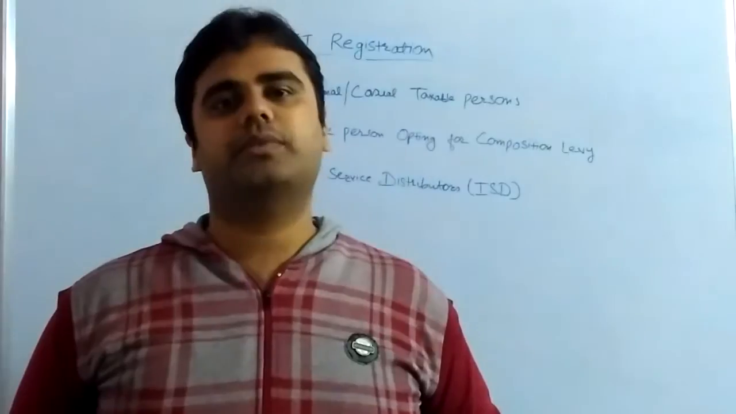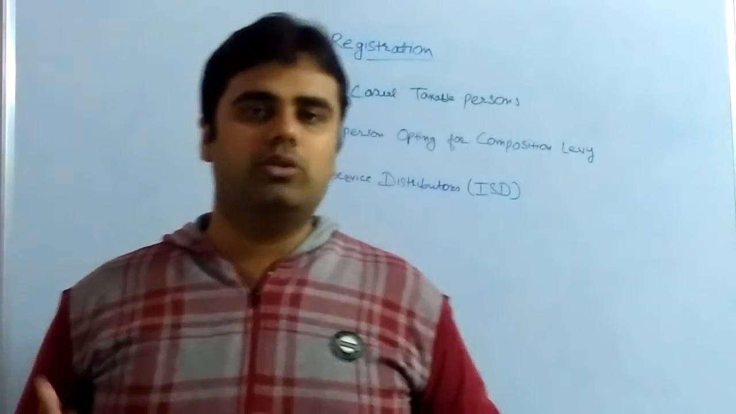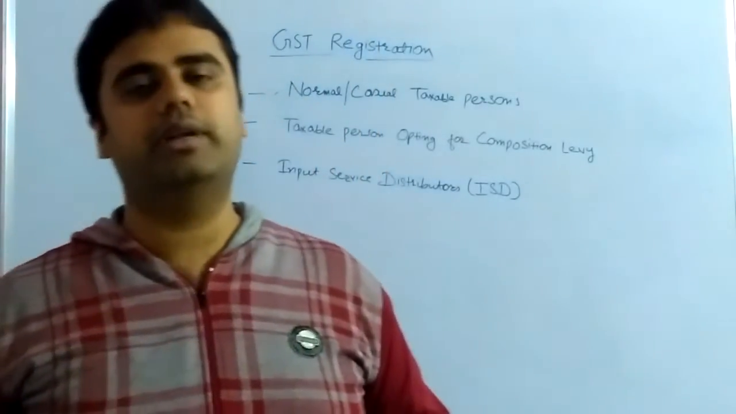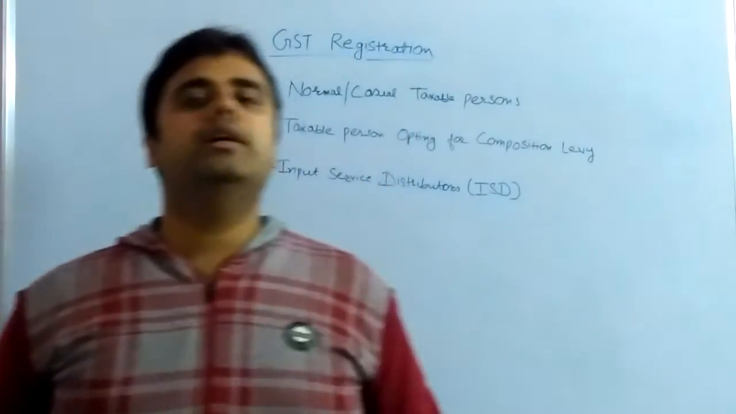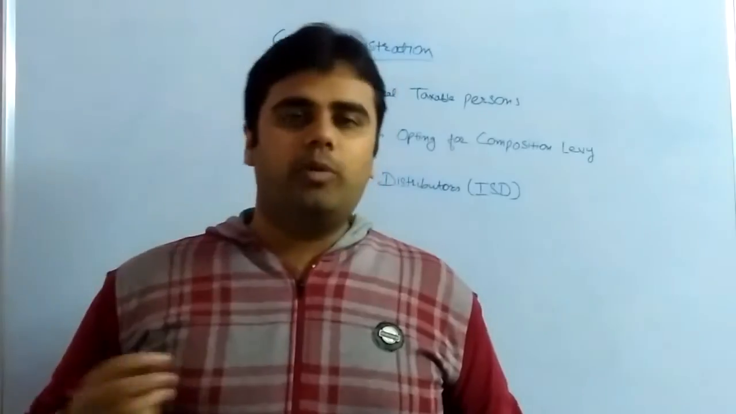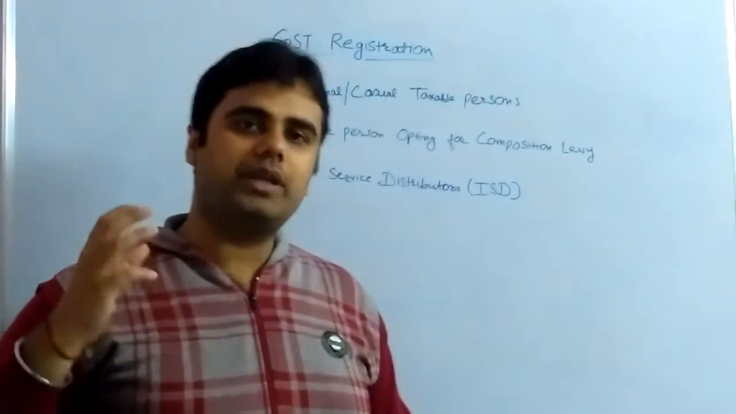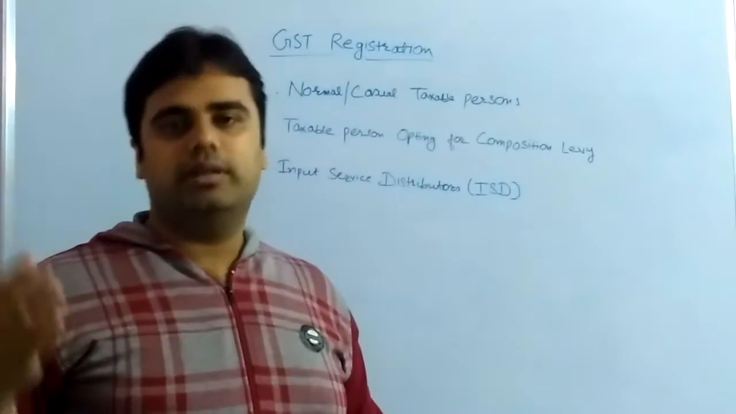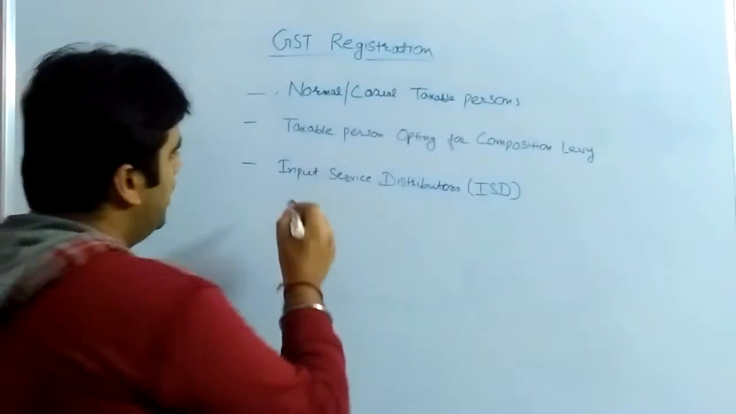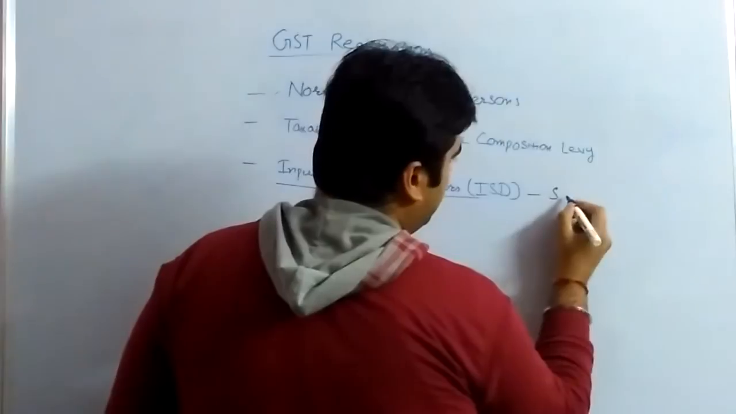Suppose any head office taking legal services, and the benefit of those legal services is straight away apportionable to the different units of that particular entity. Then through that ISD registration they can distribute the appropriate amount of credit to the different units based on certain calculations, for which the details will be provided under the GST rules. So this input service distributor registration requirement is mentioned under section 23.